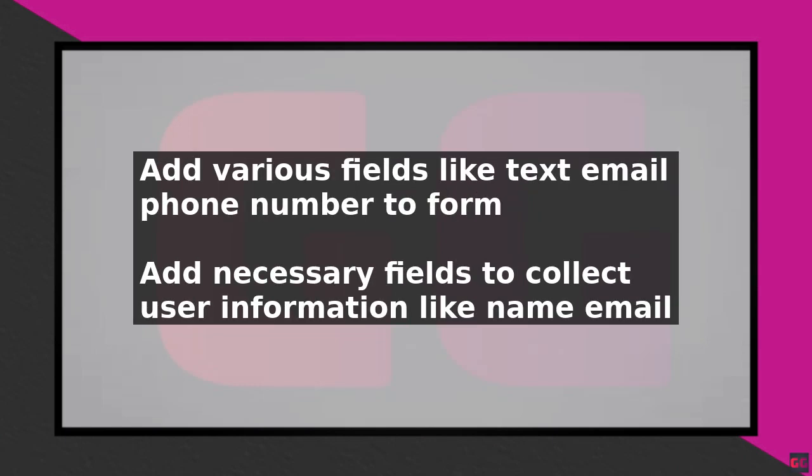In the form settings, click on the Add Field button to start adding fields to your registration form. You can add various types of fields such as text, email, phone number, and drop-down menus. Make sure to add the necessary fields that you want to collect information from your users, such as name, email, and password. To make your form more secure, you can add a CAPTCHA field to prevent spam submissions.